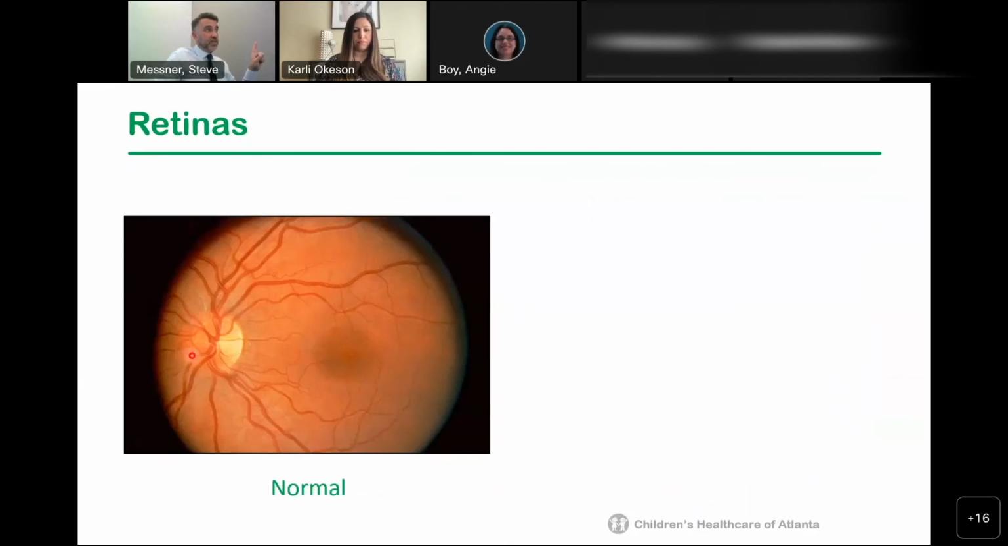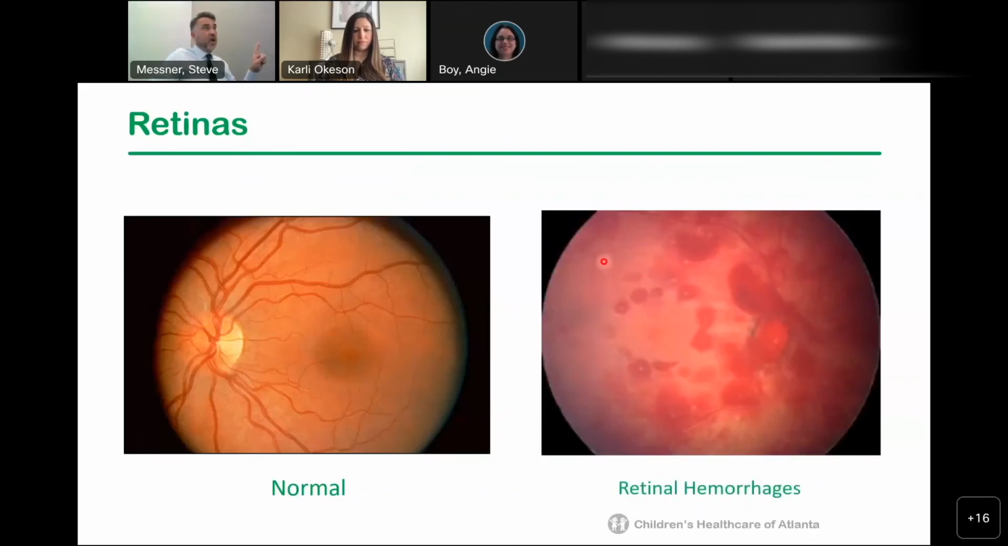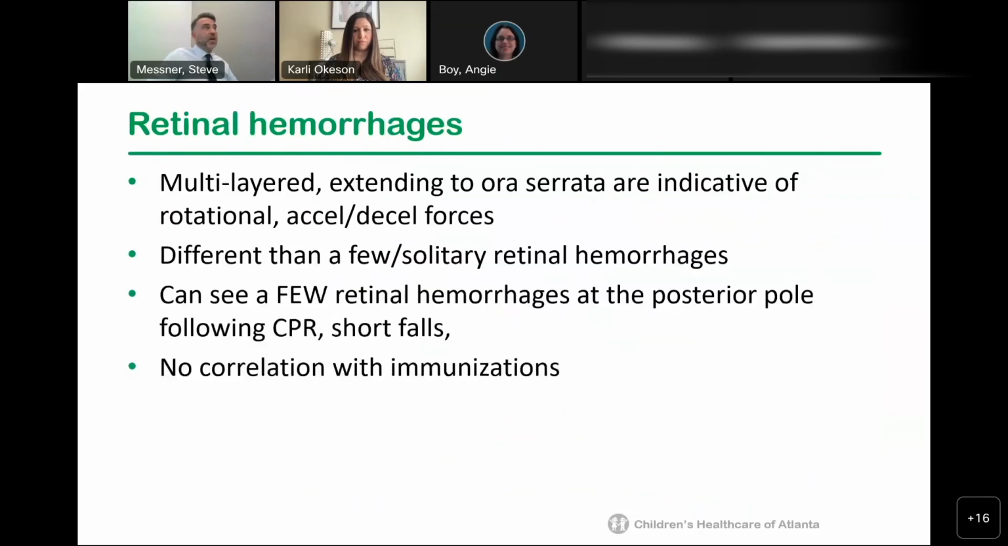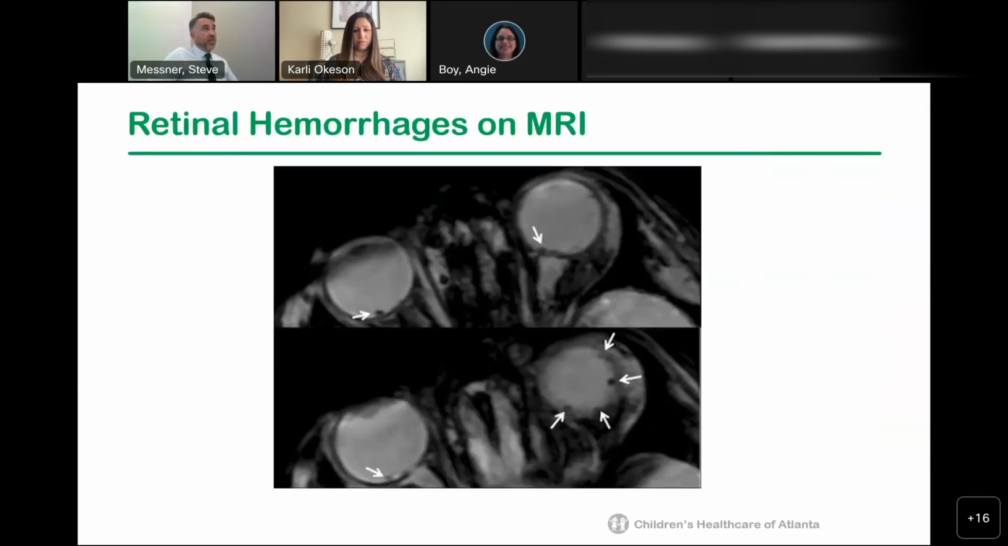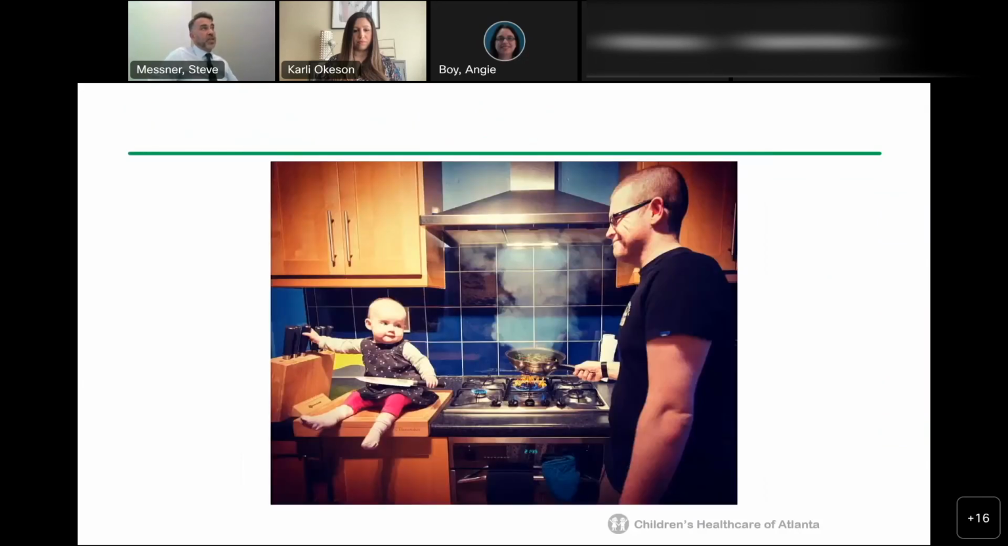This is the optic disc. This is abnormal, where you have all of these retinal hemorrhages. And you don't get this from vaccines or from trivial trauma. This is significant trauma to the back of the eye. And we can sometimes pick this up on MRI where that red arrow is, but really the best way to look at these is to get the eye exam so that we can characterize them.